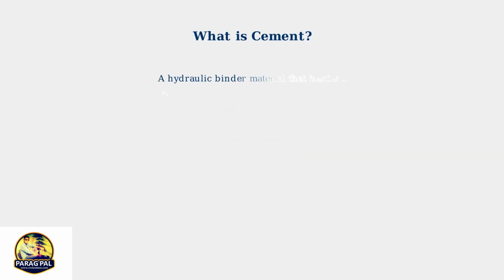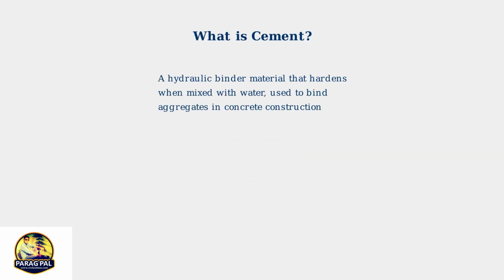Cement is a fundamental binder material that forms the backbone of modern construction. Understanding its composition and various types is essential for selecting the right cement for specific applications. Cement is defined as a hydraulic binder that hardens and sets when mixed with water. It acts as the glue that binds aggregates together to form concrete, making it indispensable in construction projects worldwide.